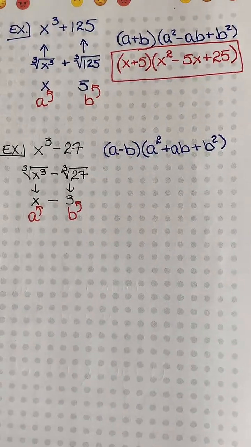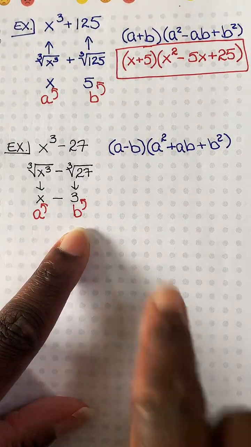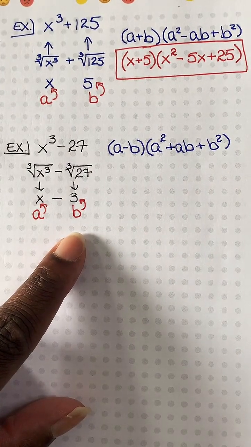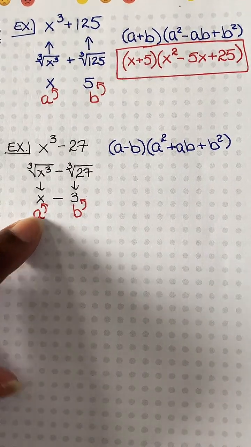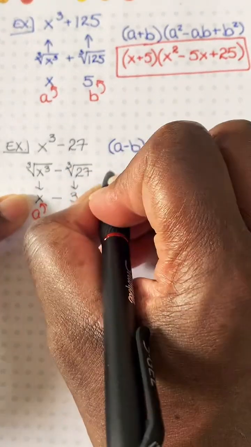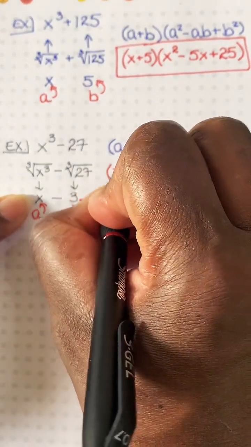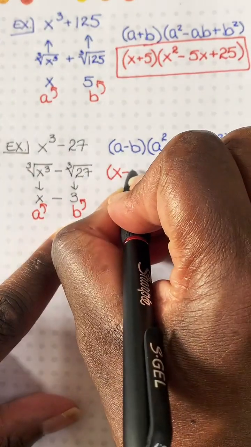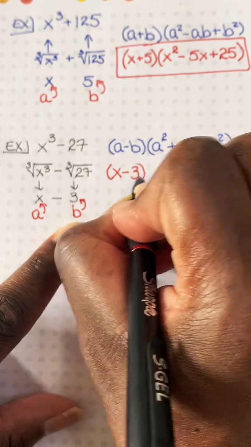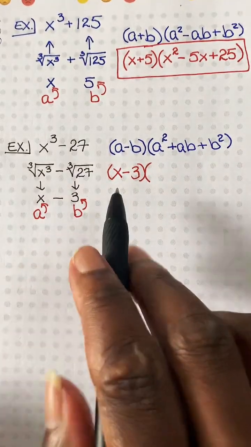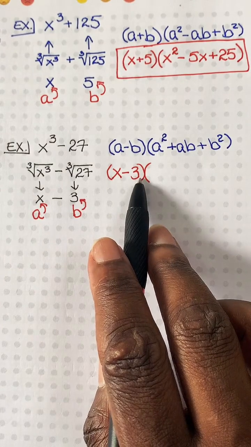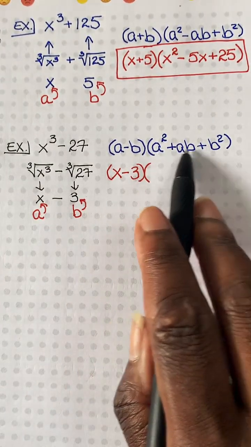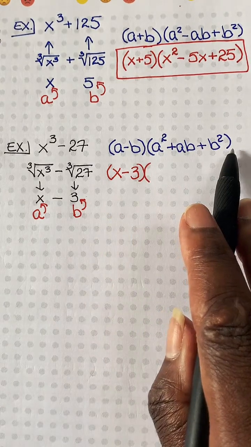All right. So now, once you know what A and B is, you're just plugging it into your formula here. So in this case, my A is going to be my X. So I got a parenthesis X minus my B, which is 3. So this is your A and this is your B. So now we're going to plug that information in to the second parenthesis.